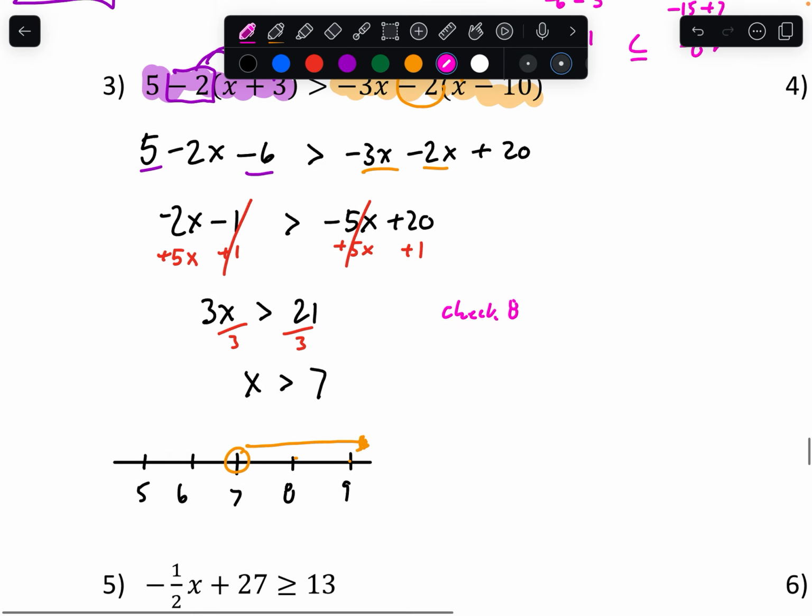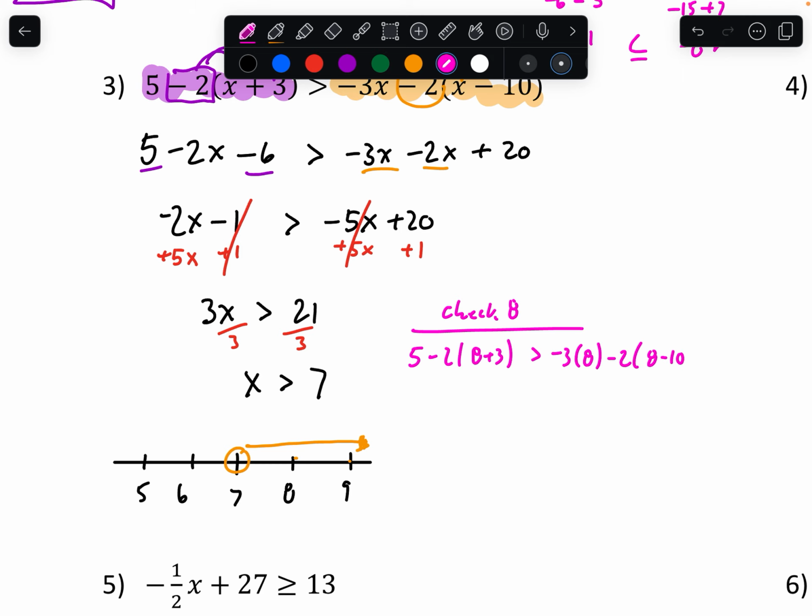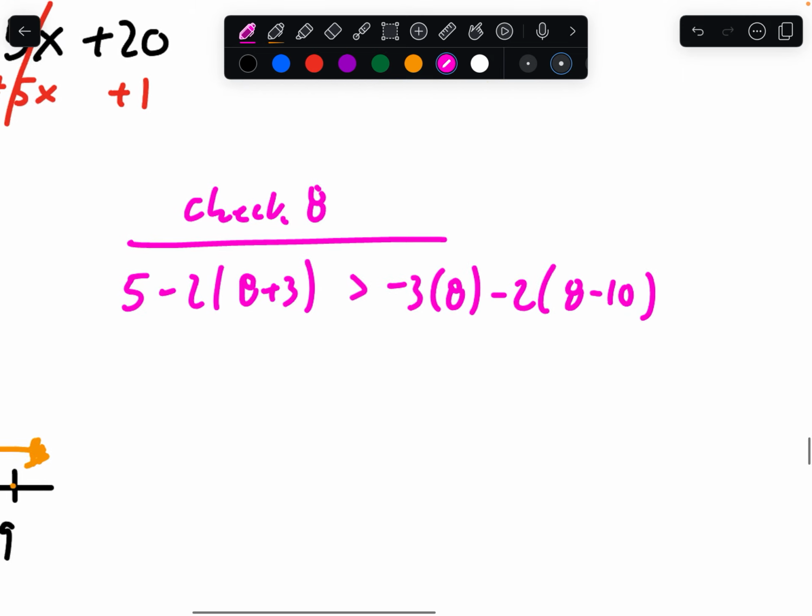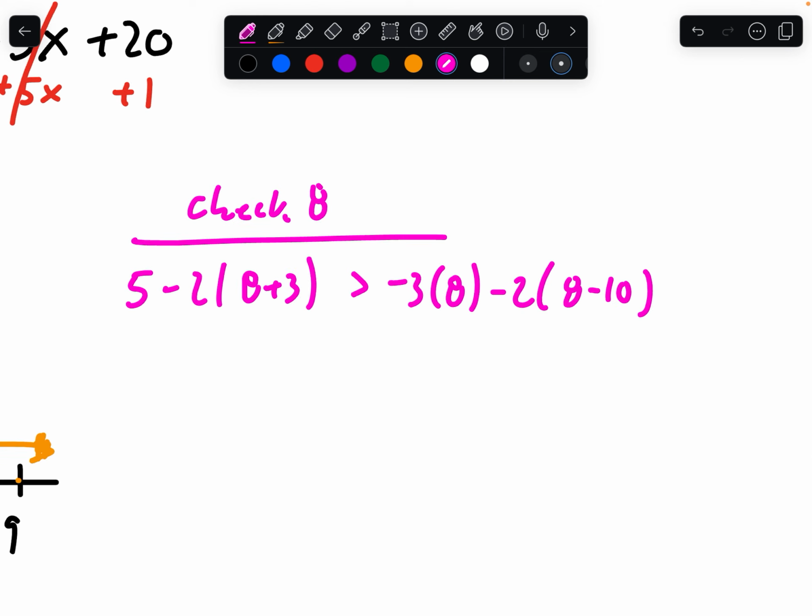Go back to the original problem. 5 minus 2 times (8 plus 3) greater than negative 3 times 8 minus 2 times (8 minus 10). Do what's inside the parentheses first. So 5 minus 2 times 11, and then multiplication. 2 times 11 was 22, so 5 minus 22. 5 minus 22 is negative 17.